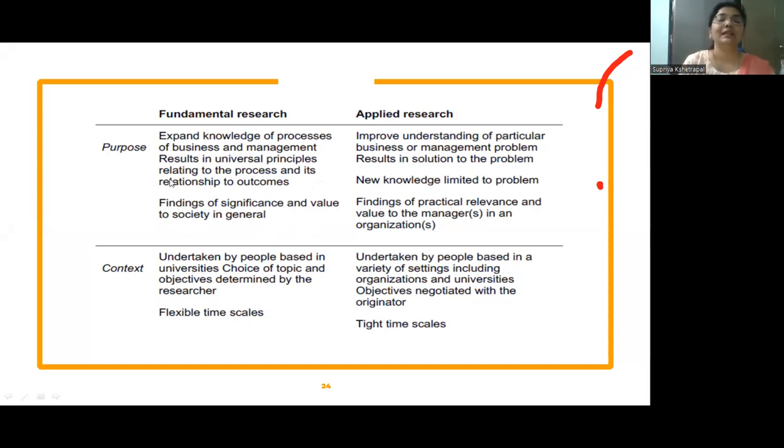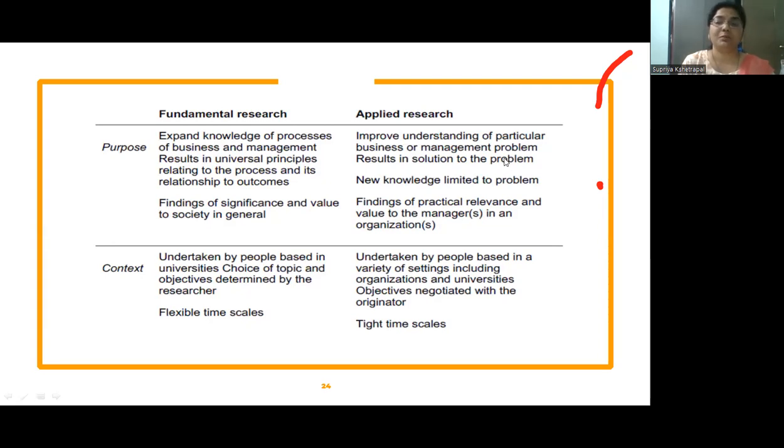So now we have said that one is that knowledge already settled or established by someone, but we can expand that knowledge. That theory is also known as fundamental research, whereas applied research is the outcome of this fundamental research. So one can improve the understanding of the particular business or management or any problem or results in the solution to the problem.